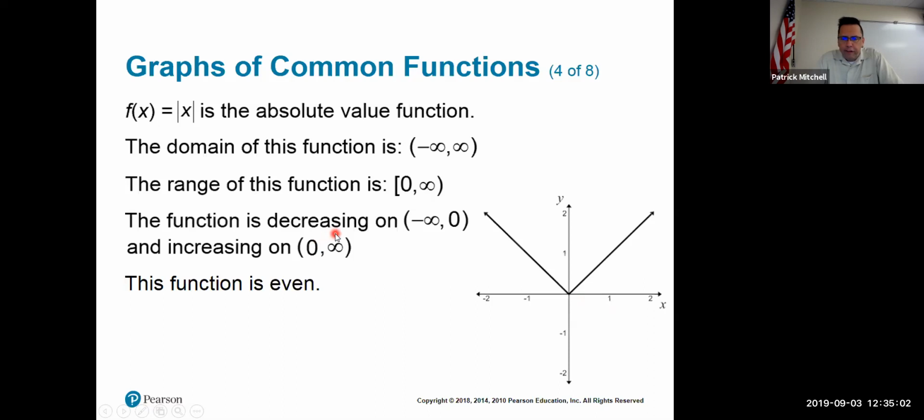So here's our first example of a decreasing function. Decreasing just means going down as you go from left to right. And this is an even function because it has y-axis symmetry. Okay, all right, so now let's talk about our vertical shifts.